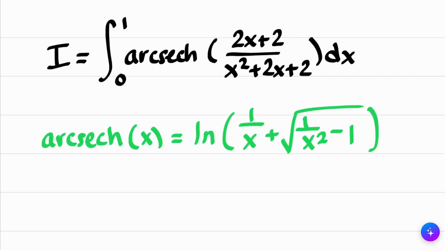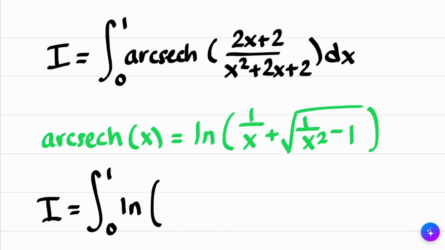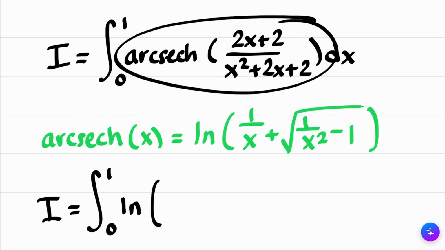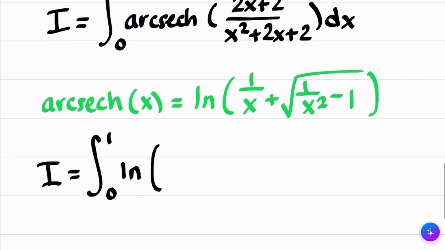So I've rewritten our integral and also put down the expression that we found to be equivalent to inverse hyperbolic secant of x. Now I'm going to apply this to our integral so that we can have a natural log underneath the integral and try to do some algebra to get it down to something a lot cleaner. If we rewrite the integral down here, it'll still be from 0 to 1, but now it will be the natural log, and we can't just plug in x, because remember, we're not trying to find arcsecant of x, we're trying to find arcsecant of 2x plus 2 over x squared plus 2x plus 2. So that's what we have to plug into this natural log.